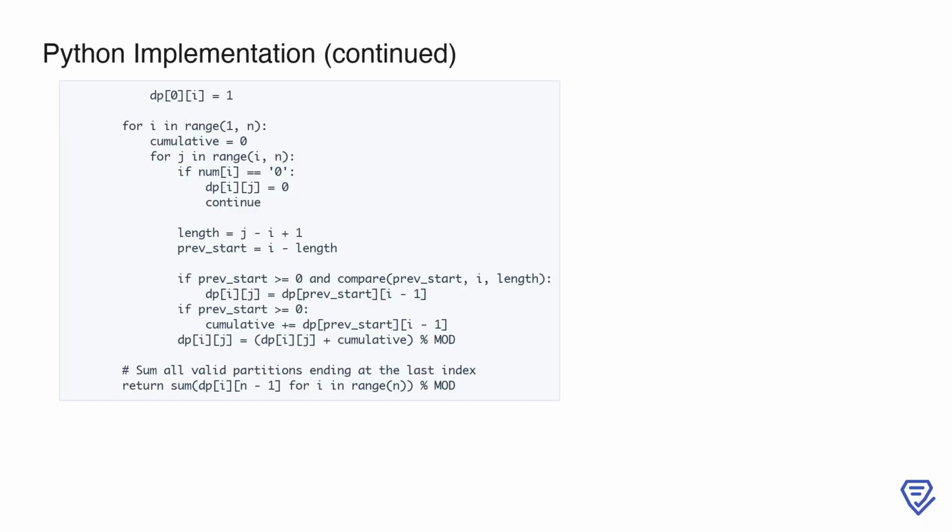After populating the DP table, the result is obtained by summing up all valid partitions that end at the last character of the string. We return this sum modulo mod as the final answer.